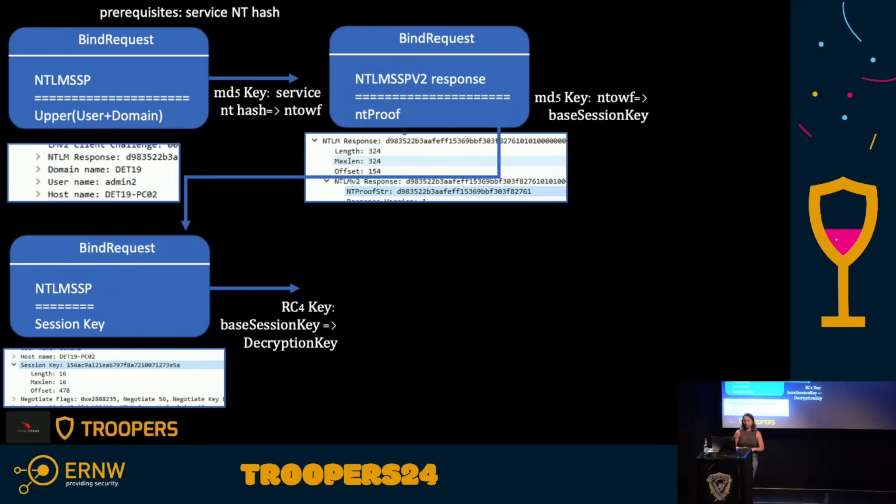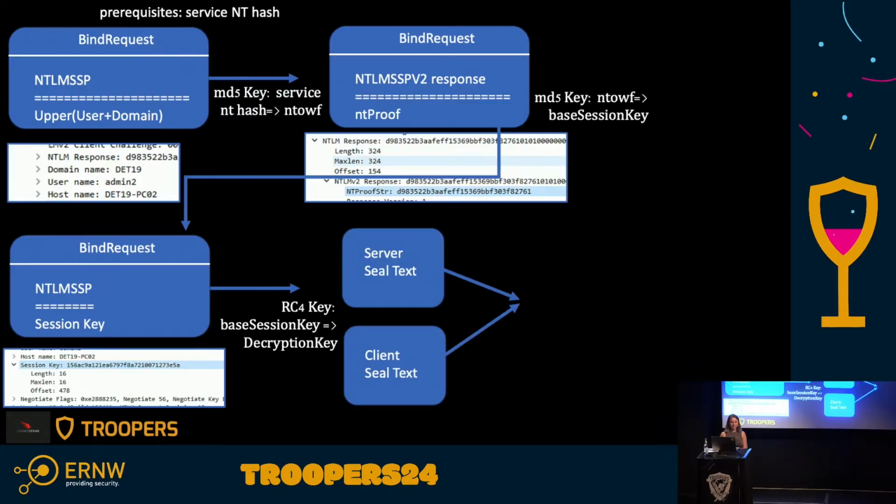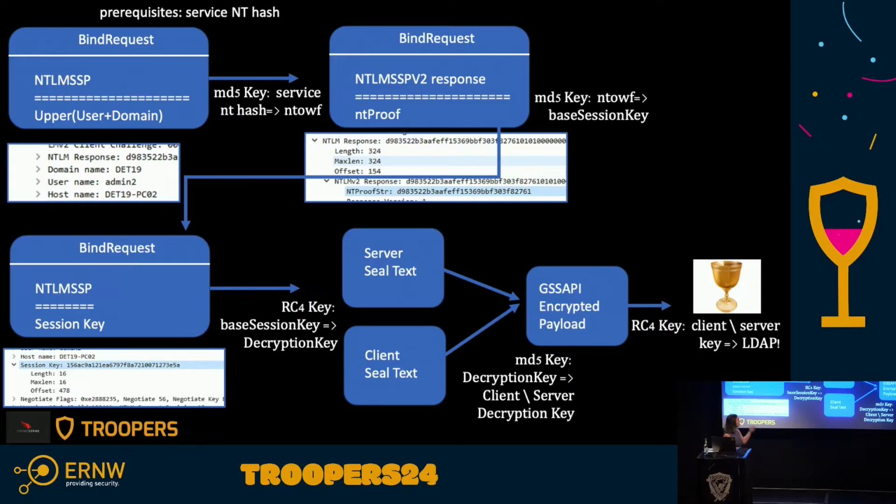Then, using two hard-coded strings, one is the server seal text and the other is the client seal text, we create two decryption keys, a server decryption key and a client decryption key, and we use these to decrypt the actual GSS encrypted payload, which gives us the actual LDAP information. It's quite important to say that since this is RC4 and we need to keep the context, you must decrypt in exactly the same order that the messages appear, since otherwise it won't work.